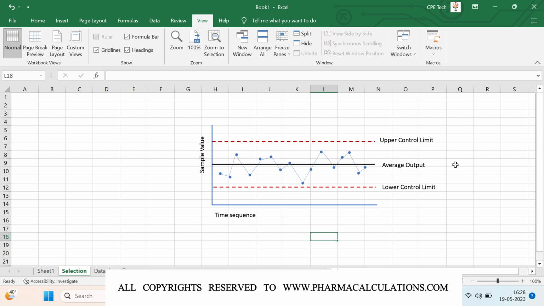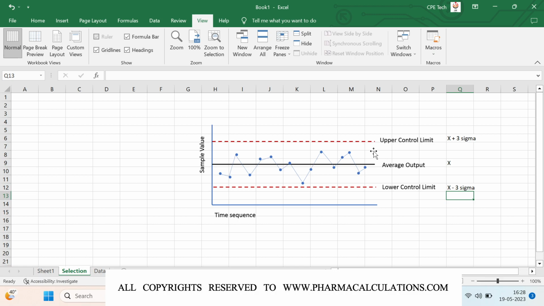So let's say this is X bar, the average. Then the upper control limit is going to be X bar plus 3 sigma. Sigma is nothing but the standard deviation of the data that we have collected. Similarly, the lower control limit is going to be X bar minus 3 sigma. So this is the difference between the mean and 3 times the standard deviation of the data that we have collected. And also the control chart will help us to understand whether the process is in control or not.